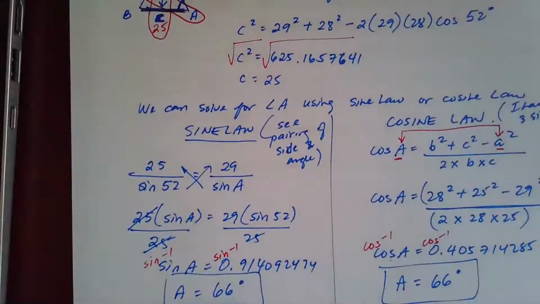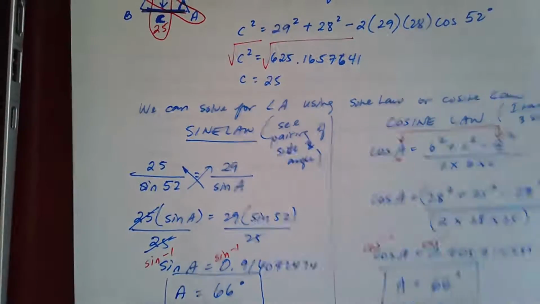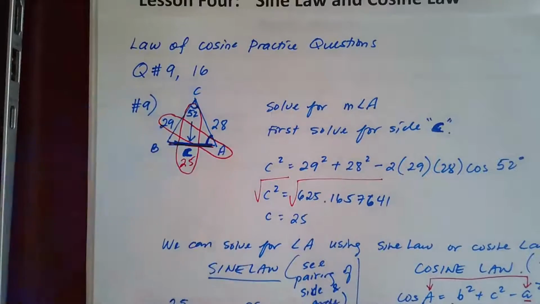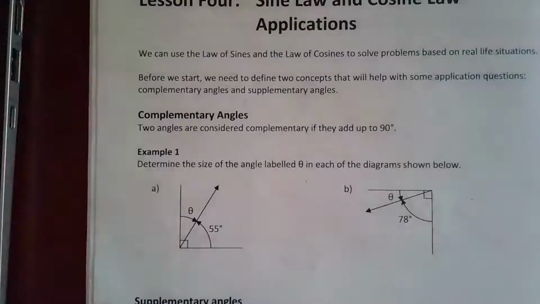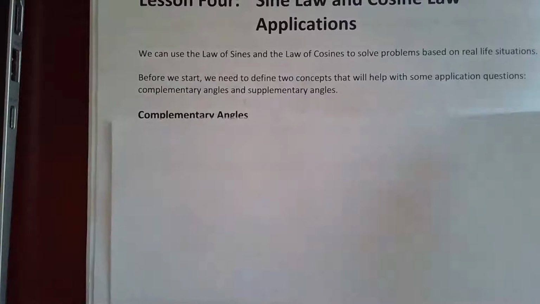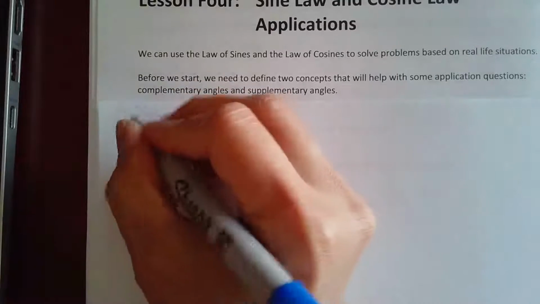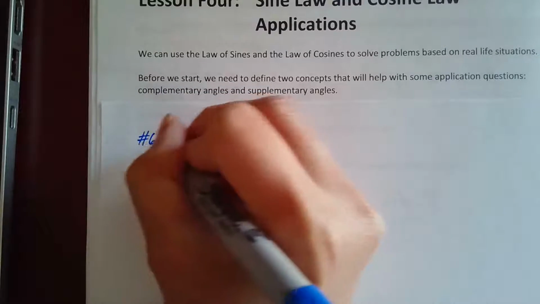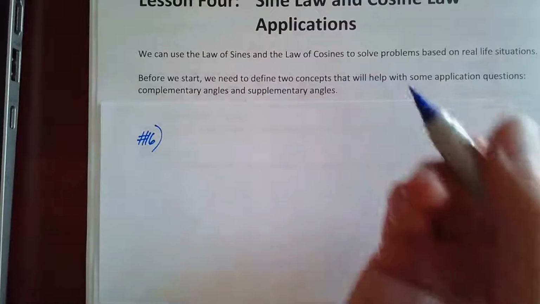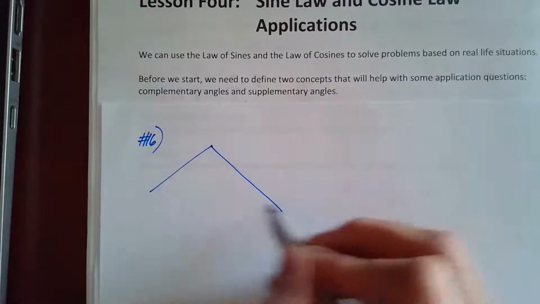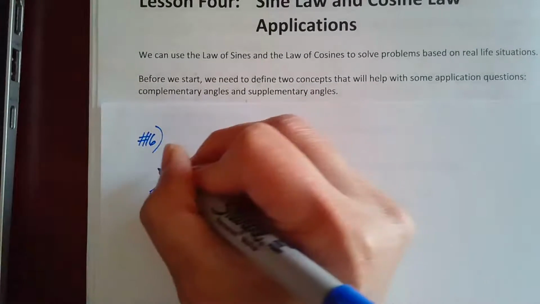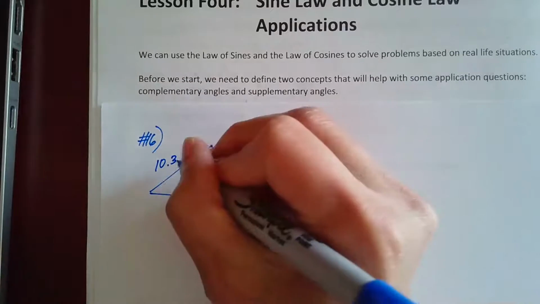So here we go. Now we're going to go to question number 16. We're going to do it very, very quickly. So we can go ahead with our lesson for today. Okay, so this is question number 16. Then this is the information that's given. So we're given three sides. 10.4.